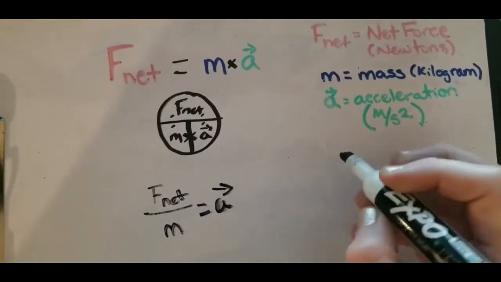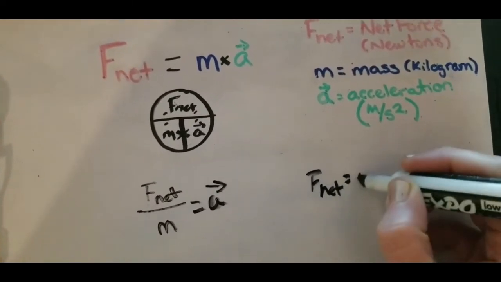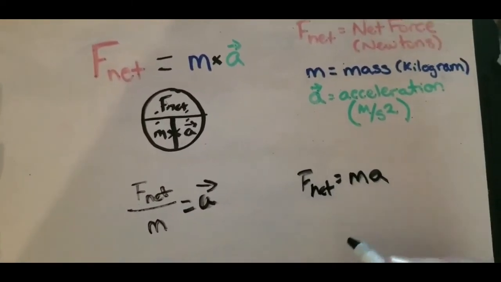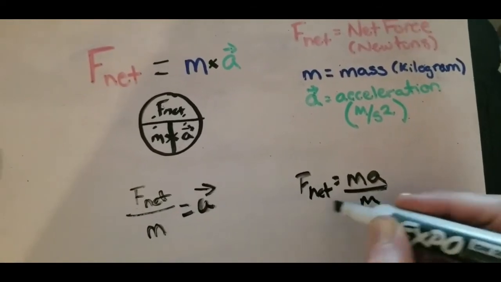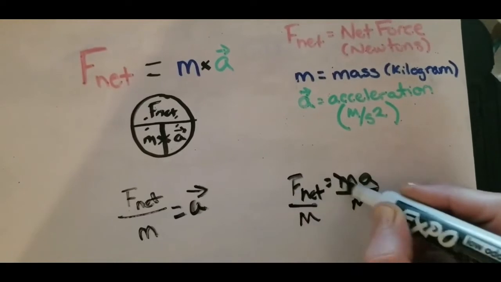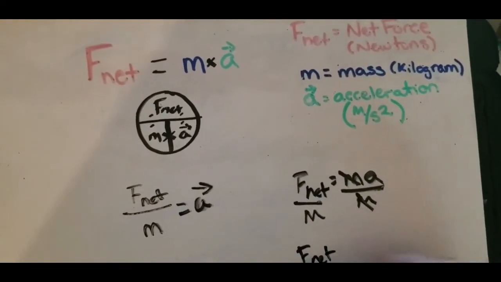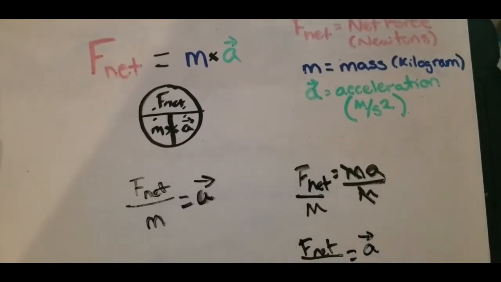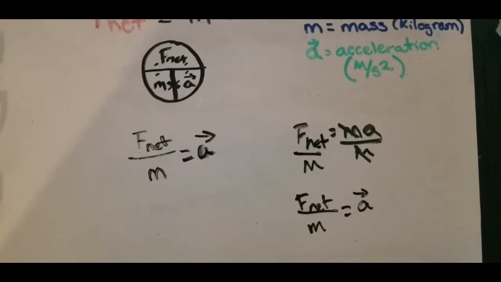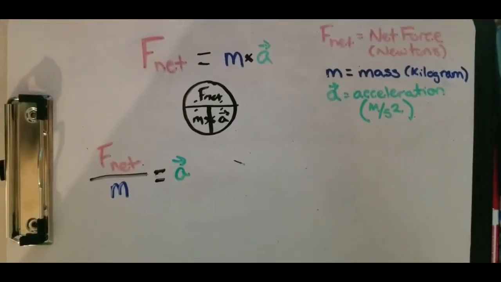Otherwise, if you needed to see the algebra, what we would be doing is this, and I recommend doing it before you put in the numbers. I divide by mass, this cancels out, and I arrive at the same equation, F net divided by mass equals acceleration. Okay, so let me pause and clear my board again.